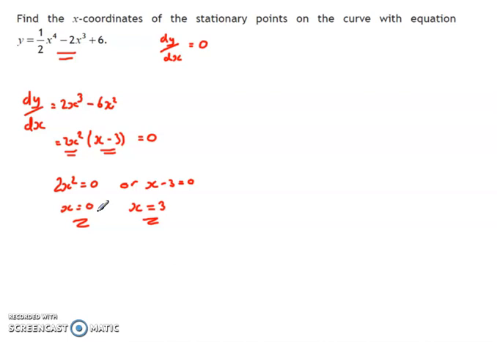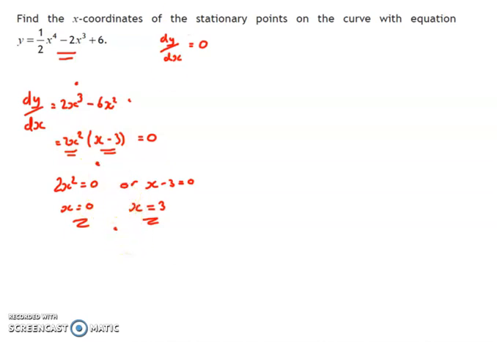This here would be a 4 marker. First mark you'd get for starting to differentiate. Second mark would then be completing your derivative and equating it to 0. Third mark would then be getting to this stage here with the factorised version. And then the fourth mark would be getting both of these here.